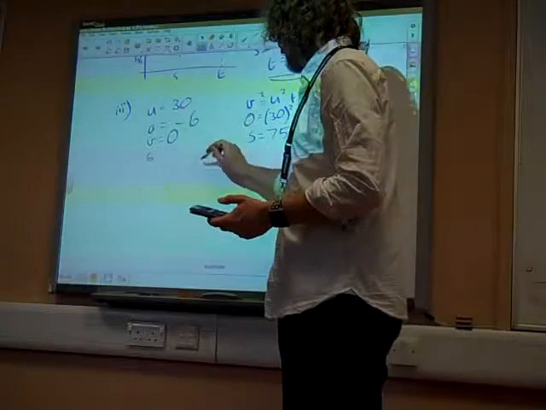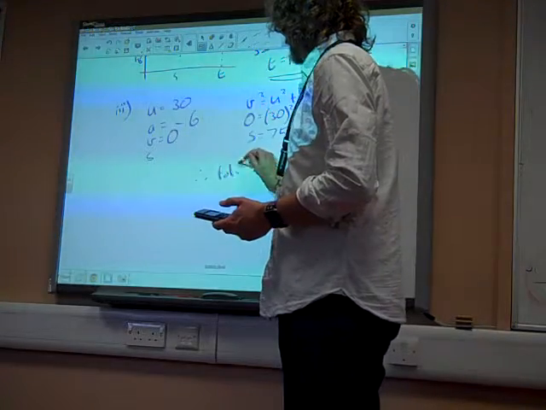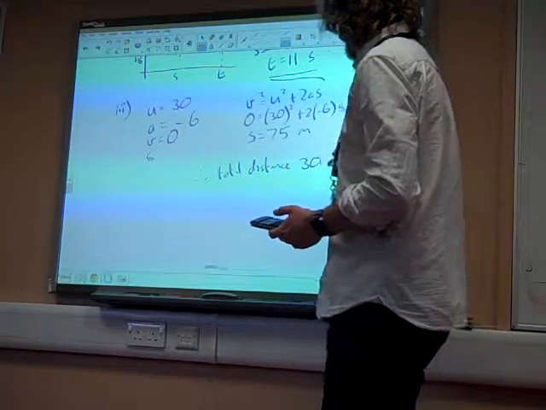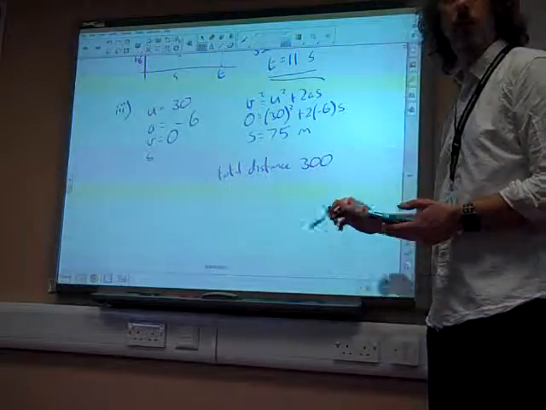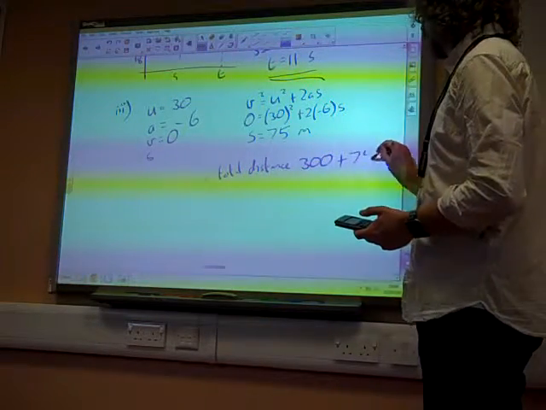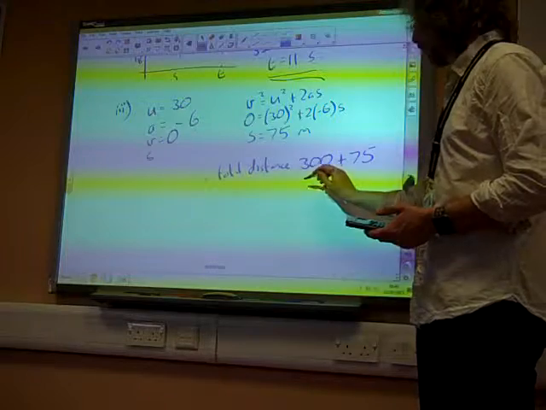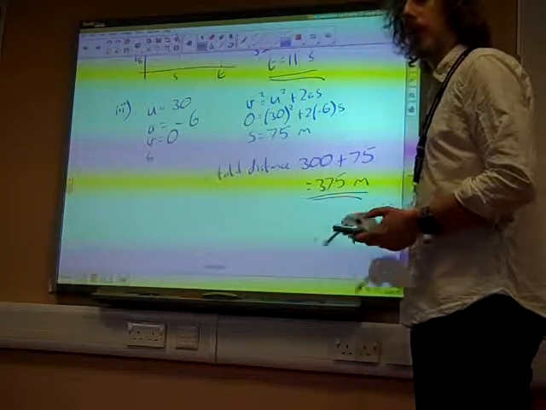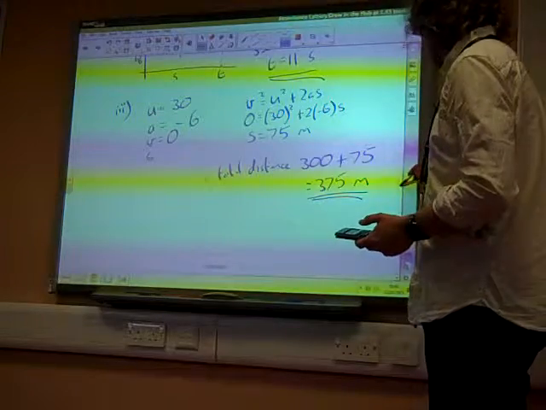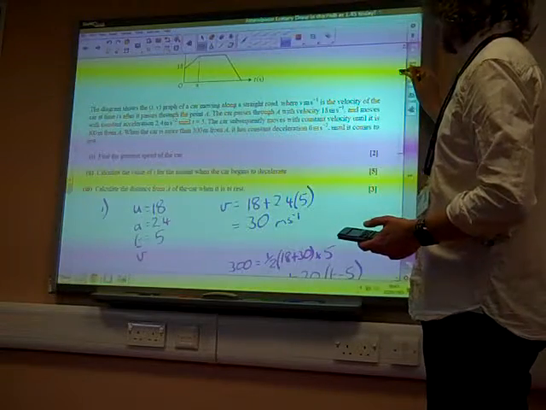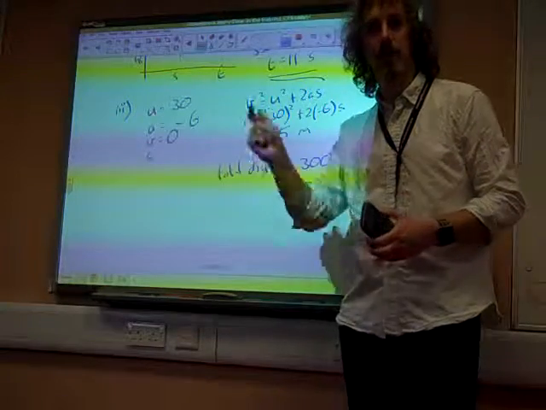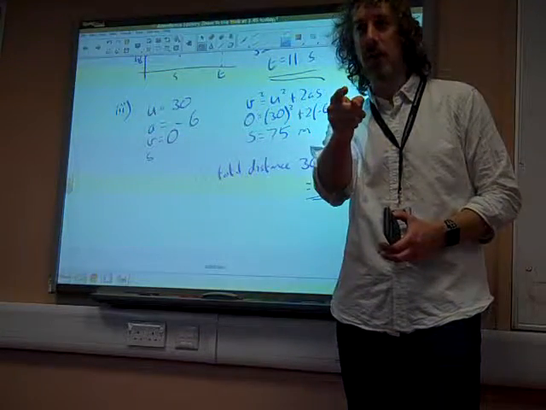So the total distance is the 300 metres while it was accelerating and then travelling at constant velocity, plus the 75 metres while it was decelerating, giving us 375 metres. Mega. 10 marks for blasting through that. And that's mechanics.